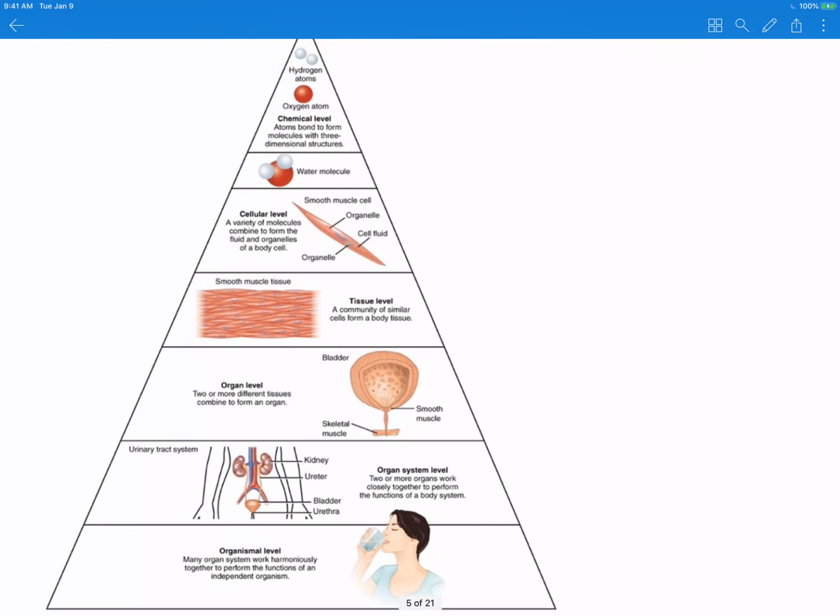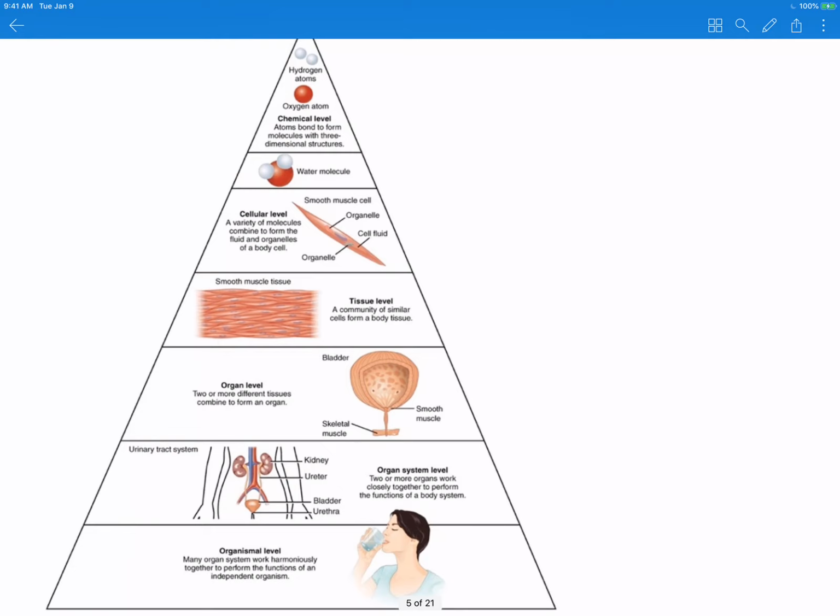the chemical level is the very simplest level. It includes atoms, elements, compounds, molecules. So all matter is composed of units called atoms, which are comprised of subatomic particles like protons with a positive charge, electrons with a negative charge, and neutrons, which are neutrally charged. They have no charge. And atoms are the smallest unit of an element.